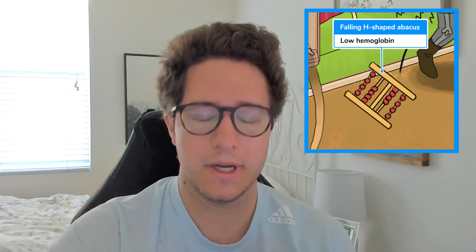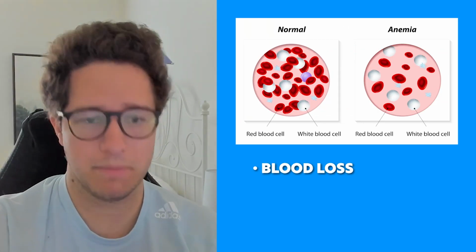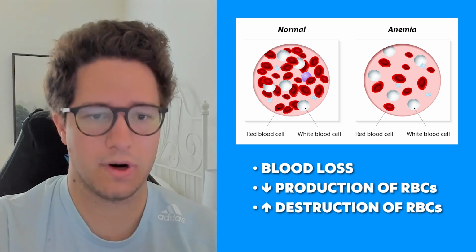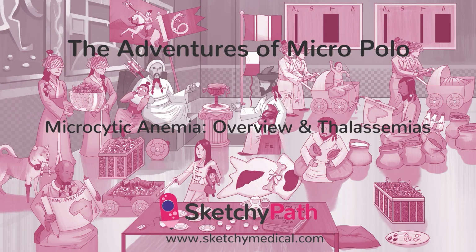On the other hand, if something like the hemoglobin is low, it often indicates anemia. But the question is why? It could be blood loss, it could be decreased production of red blood cells, or increased destruction of red blood cells. Check out this linked video that can tell you more about anemia.